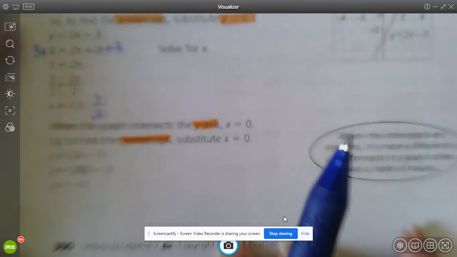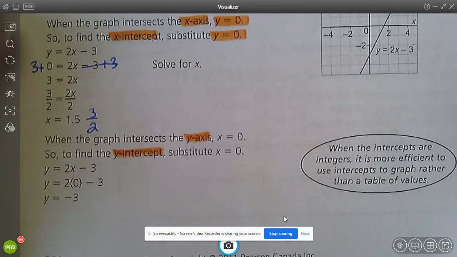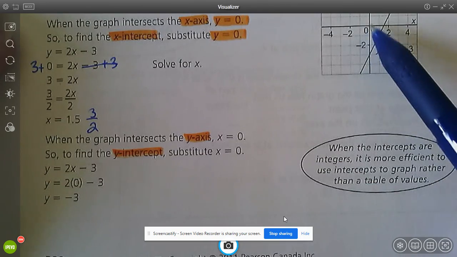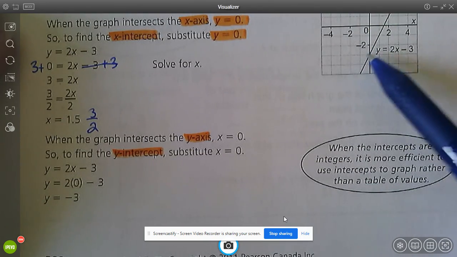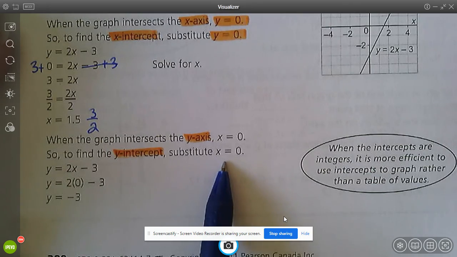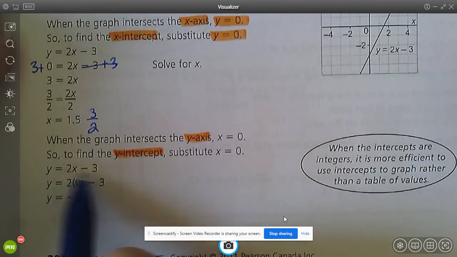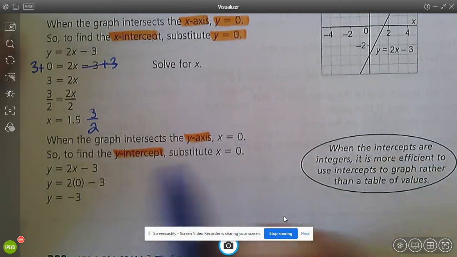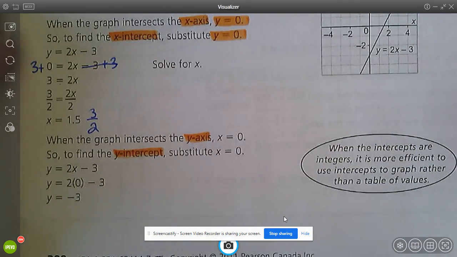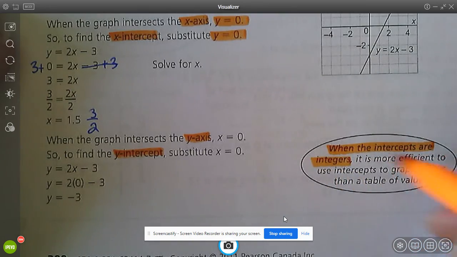If we want to find the y-intercept, again, where the line crosses the y-axis, now in this case, my x value would have to be 0. So if I substitute x equals 0 into this equation and solve for y, I can find what my y-intercept is. Okay, so if I take a look at my equation here, y equals 2x minus 3, I substitute 0 in for x, so 2 times 0, which is 0, minus 3, 0 minus 3 is negative 3, so y equals negative 3.